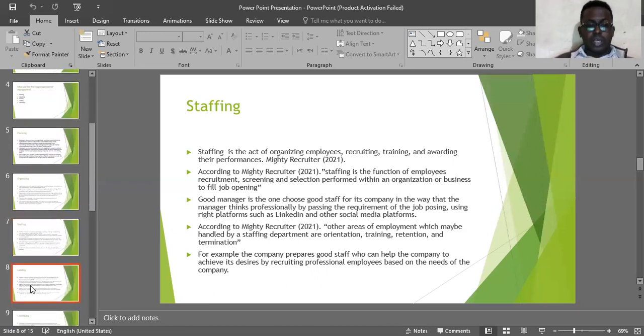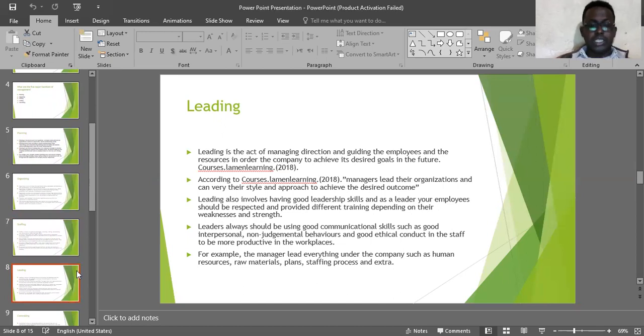So now let us go to leading. Leading is the act of managing, directing, or guiding the employees and the resources in order for the company to achieve its desired goals in the future. This is according to Course Element in 2018. According to Course Element in 2018, managers lead their organization and can vary their style and approach to achieve the desired outcome.